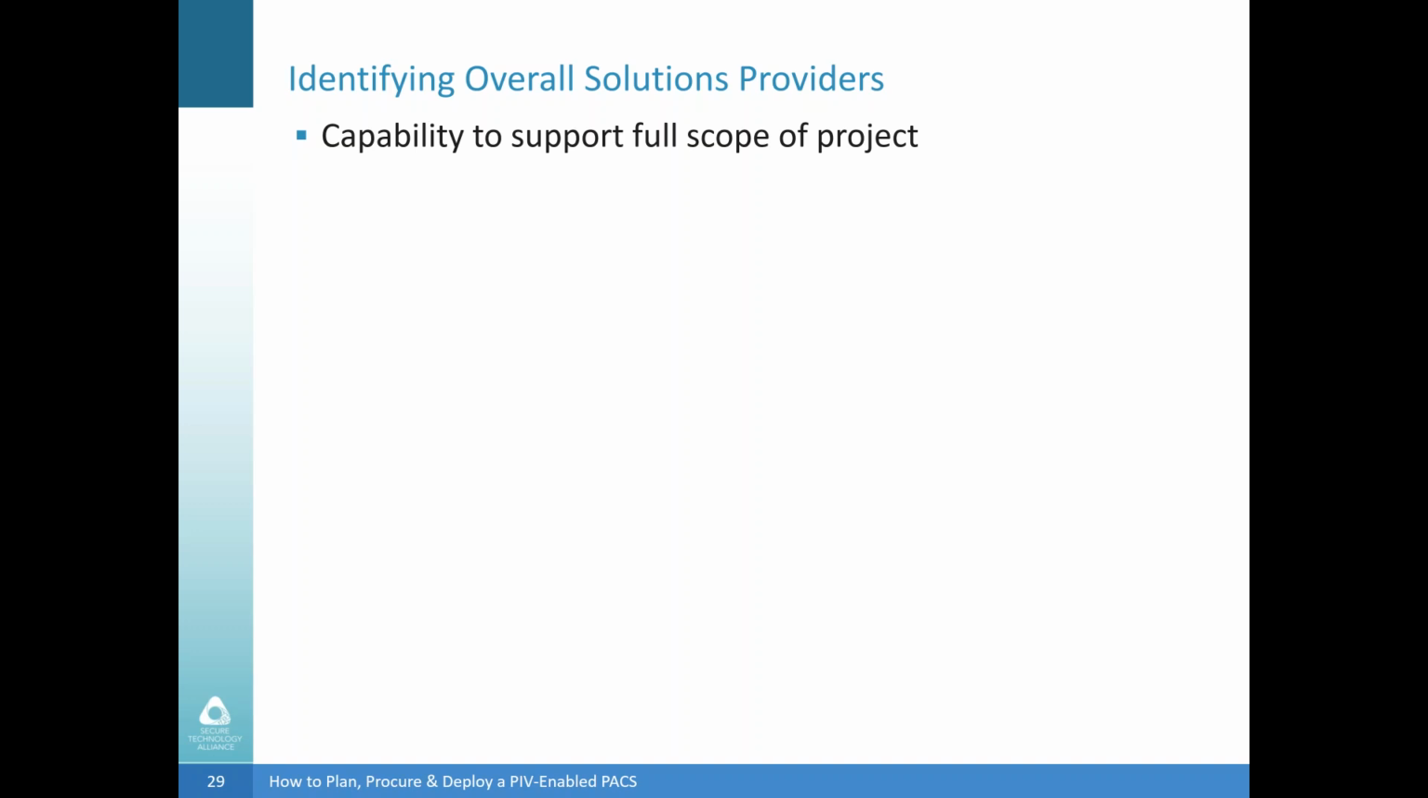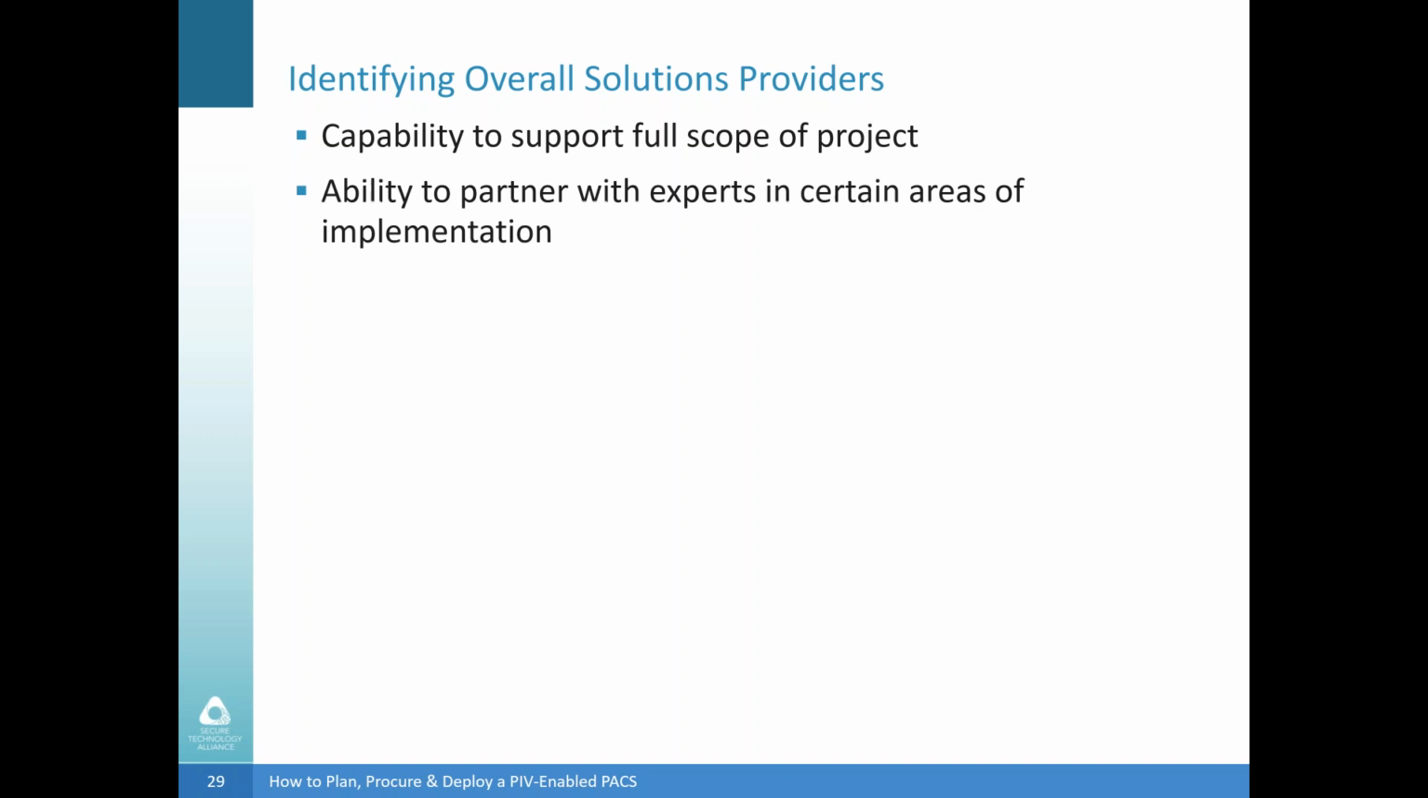So again, if it's just a software upgrade, it means one thing. If it's involving construction, pulling wires, mounting things on walls, elaborate crossovers from one PACS to another, you need a different set of capabilities. Look, it's quite common that no one organization can do every single thing well. So the ability to partner with experts in certain areas of implementation and subject matter experts is also vital. We think partnering teams create stronger teams.